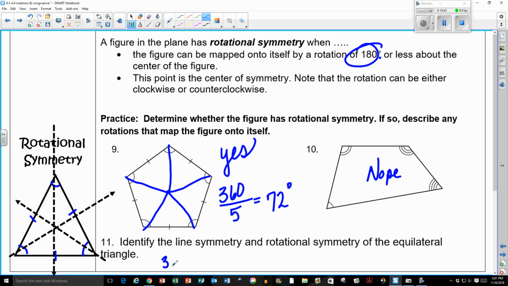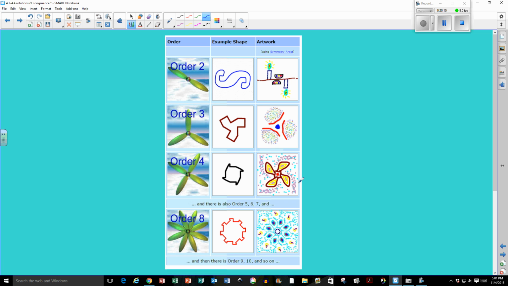So 3 lines of symmetry. If you can't read my writing, it's this right here. And then the rotational symmetry, since it's regular, would be 360 divided by 3, which is 120 degrees. So every time I rotate it 120 degrees, it will have rotational symmetry.